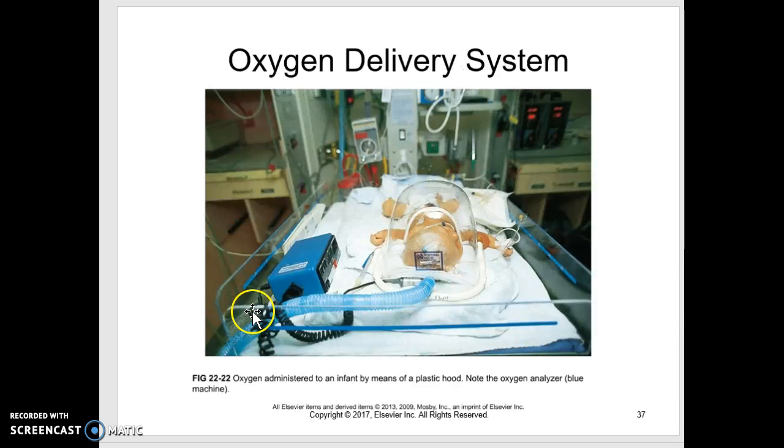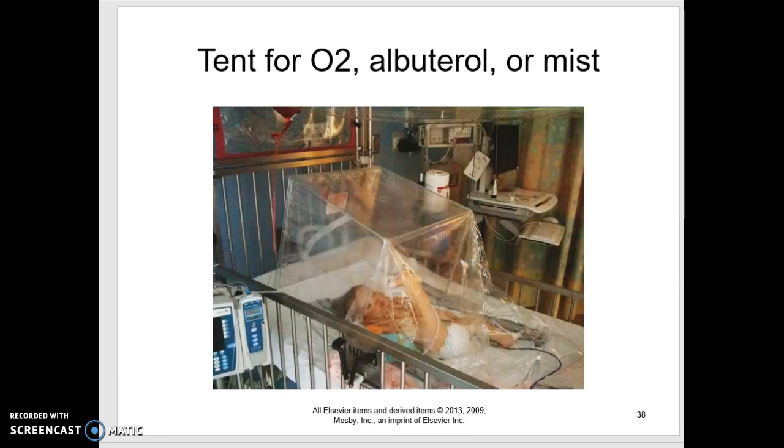So here's a picture of a baby under an oxygen hood. It's got a little monitor under here to show exactly what the oxygen level is. And here is the oxygen tent. We sometimes use these for continuous albuterol. We used to use them with croup and just blowing in cool mist. We're not doing that routinely, but you may still occasionally see that.